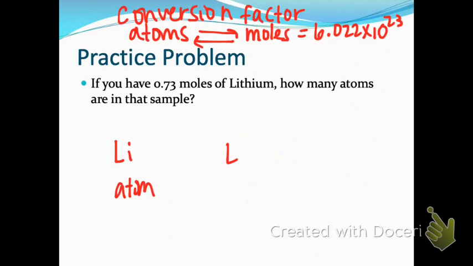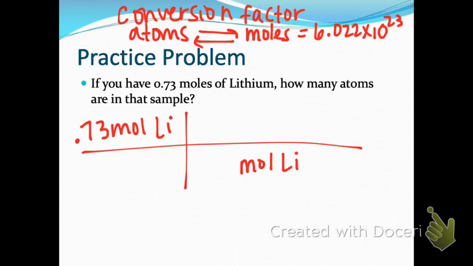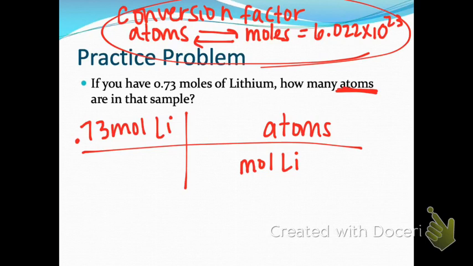We always start with what we know. So I have 0.73 moles of lithium. I need to get rid of moles of lithium. And what do I want to go to? Atoms. I can do that in one step because I have the conversion factor between moles and atoms. Do I need to use molar mass anywhere here? No, right? It didn't ask for mass or grams anywhere in the problem. I don't need to use molar mass. I'm just going to use Avogadro's number.